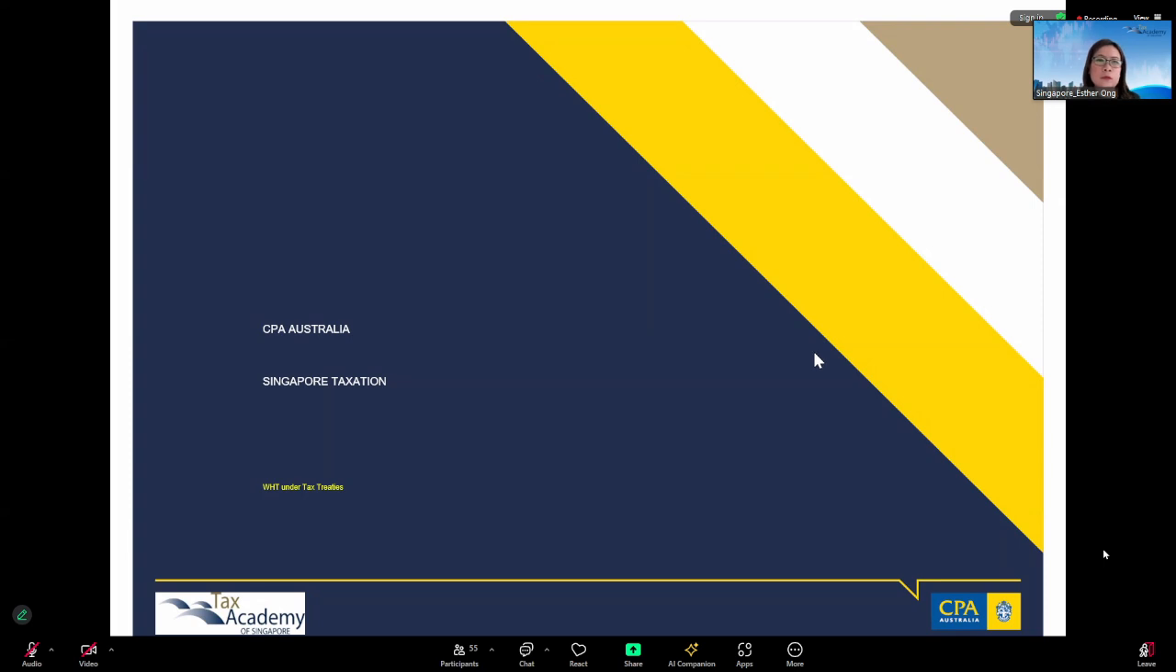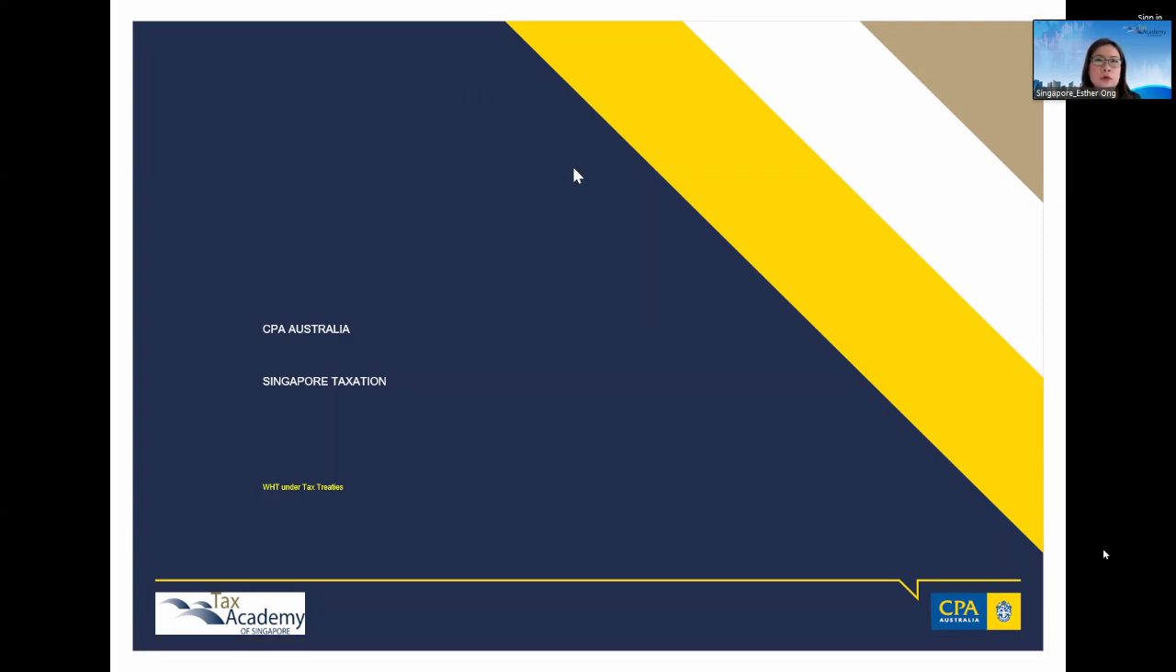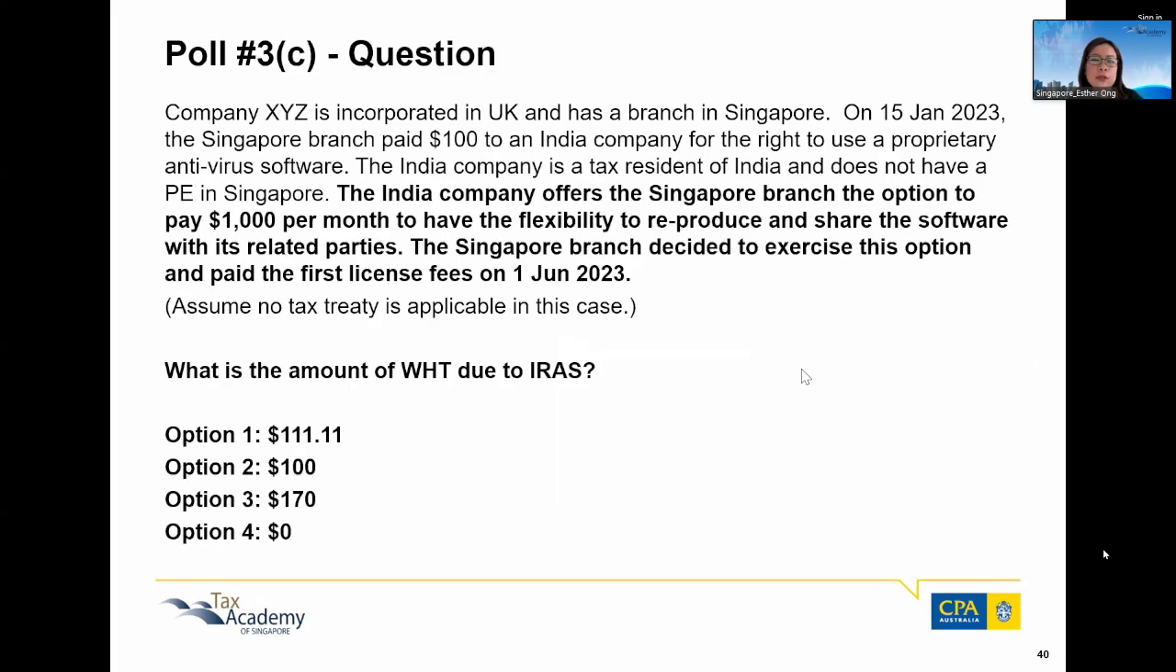So any question on 12(7)? If not, then I'll move on to the next part, withholding tax under double tax treaty. There will also be a case study at the end of the session, which is similar to an exam question, and I will go through that later.